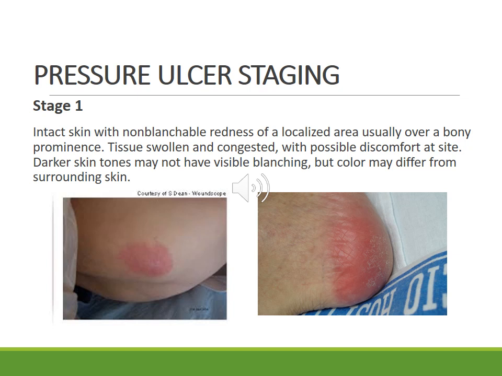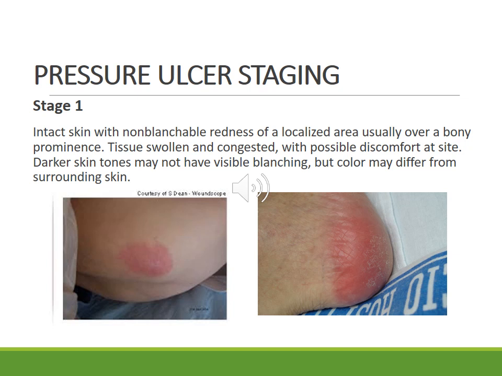Stage one is that beginning stage of a possible pressure ulcer. We have intact skin, which is non blanchable. We have redness of the localized area, usually over a bony prominence. The tissue may even be a little swollen. There's some discomfort at the site. Darker skin tones may not have as visible blanching, but color may differ from the surrounding skin.